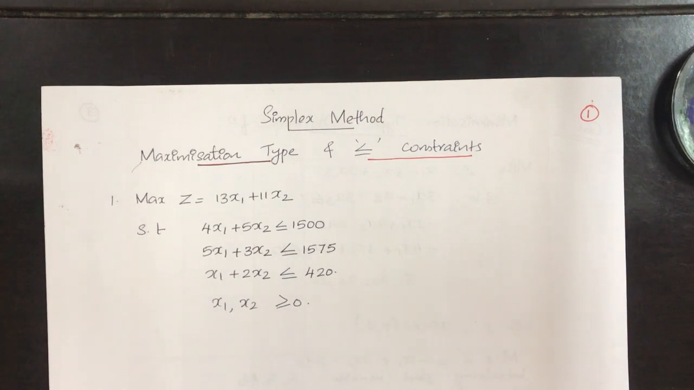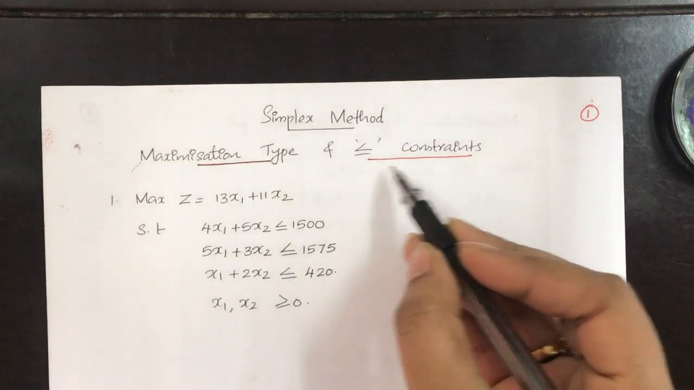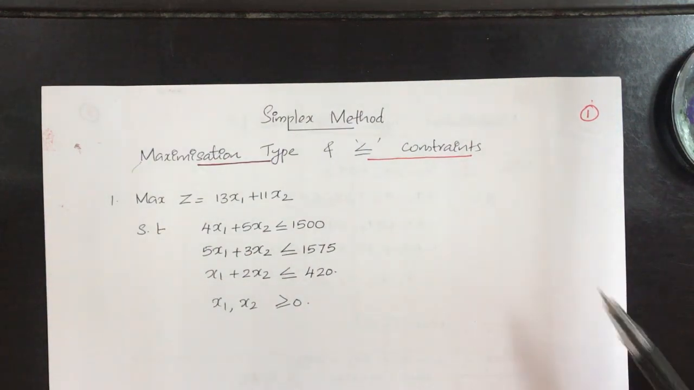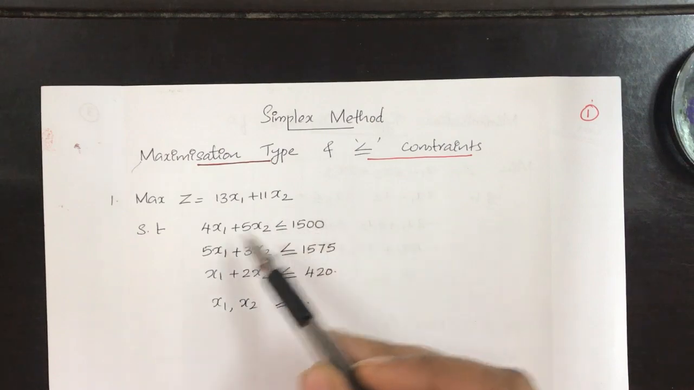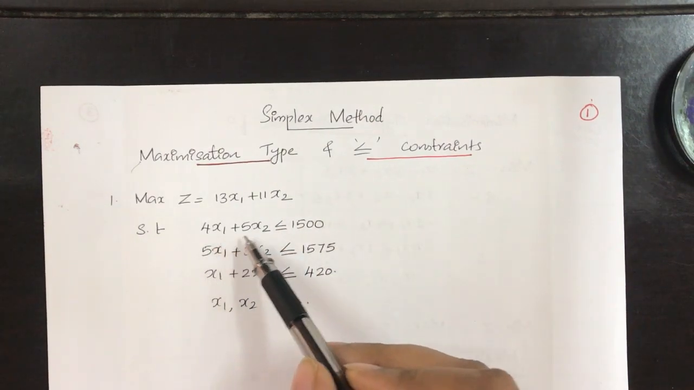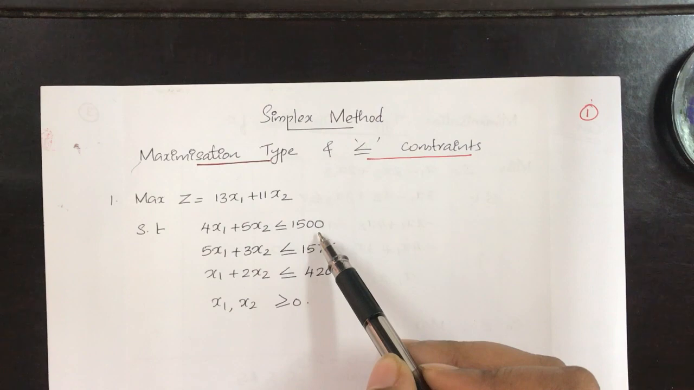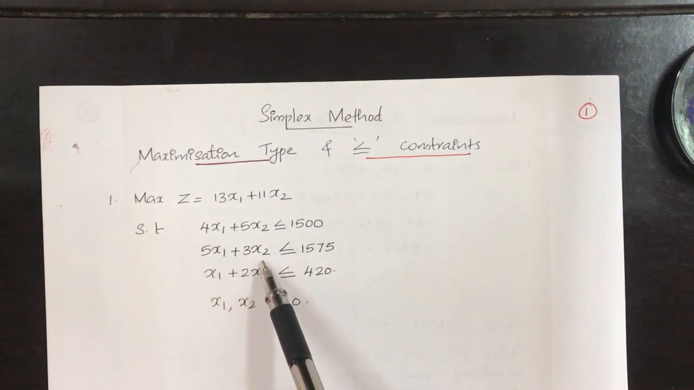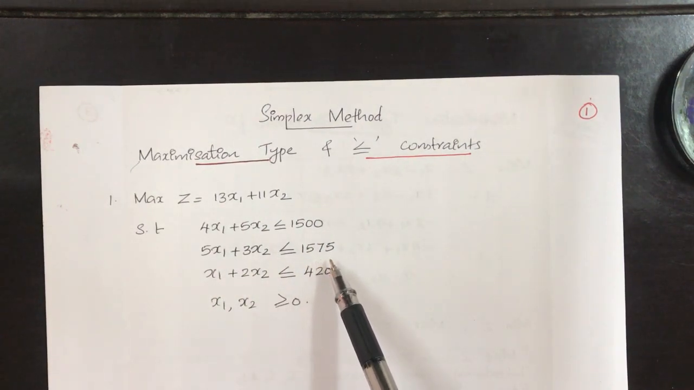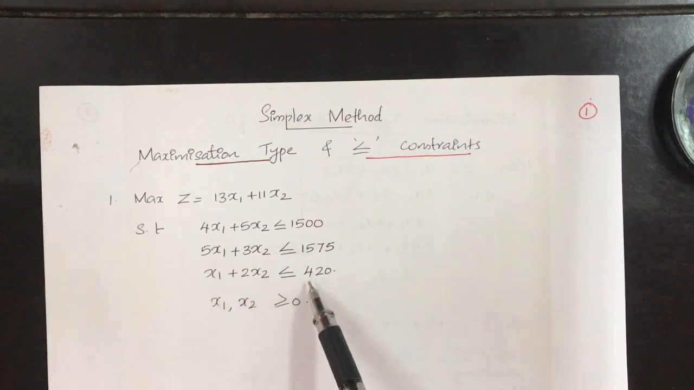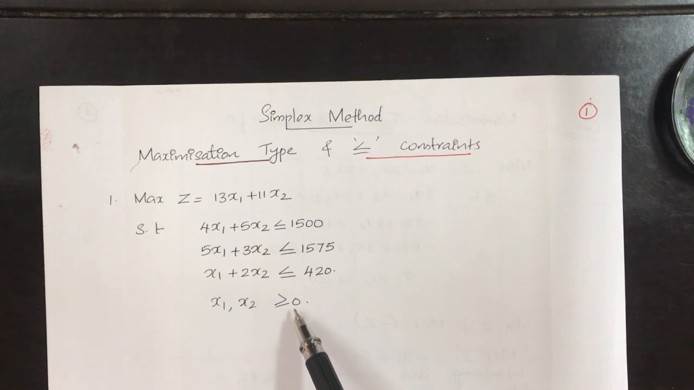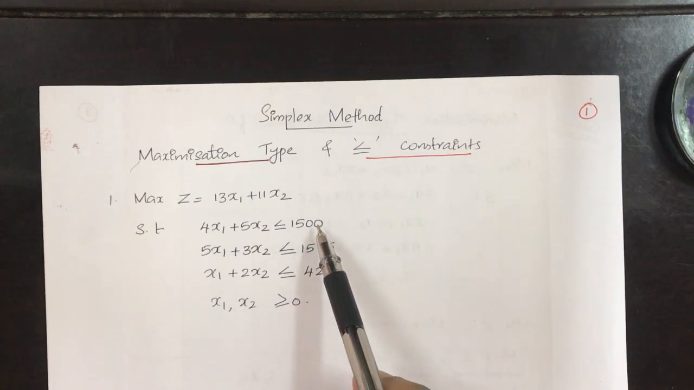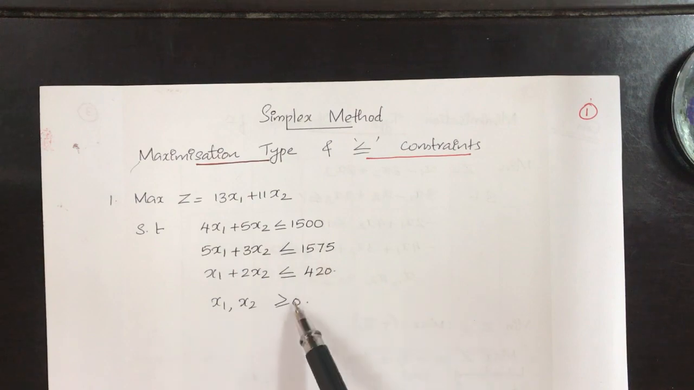Now we can discuss one more problem containing less than or equal to constraint. Maximize z equal to 13x1 plus 11x2 subject to the constraints 4x1 plus 5x2 less than or equal to 1500, 5x1 plus 3x2 less than or equal to 1575, x1 plus 2x2 less than or equal to 420, x1, x2 greater than or equal to 0. The previous question had only two constraints; here there are three constraints plus the non-negative constraint.